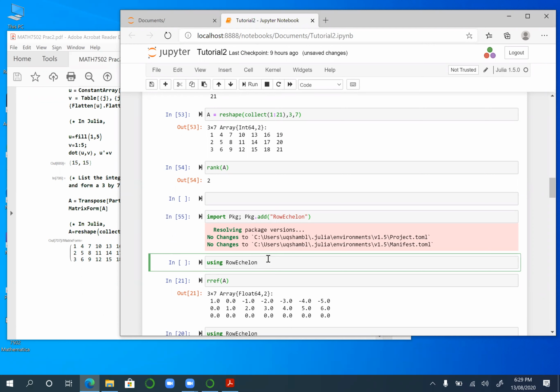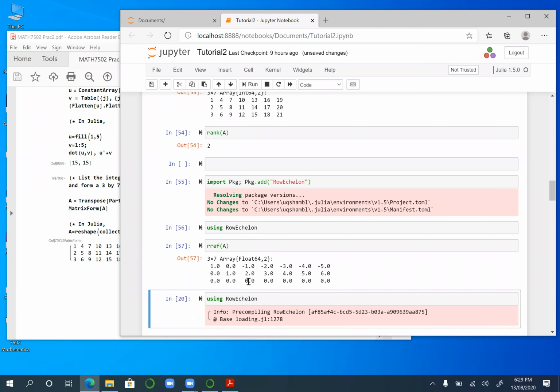All right, now let's run the next one using RowEchelon. Okay, that goes through straight away, I guess. And now we can use the row reduced echelon form function. And great, it's row reduced that. So we have the Gauss-Jordan reduced form of the matrix A.